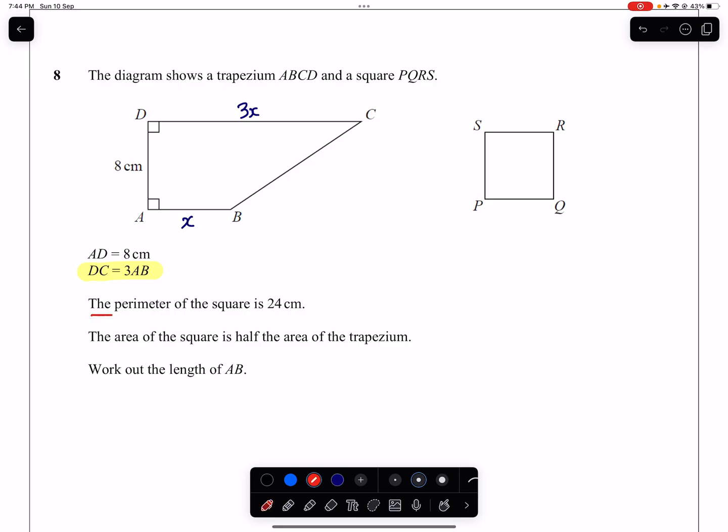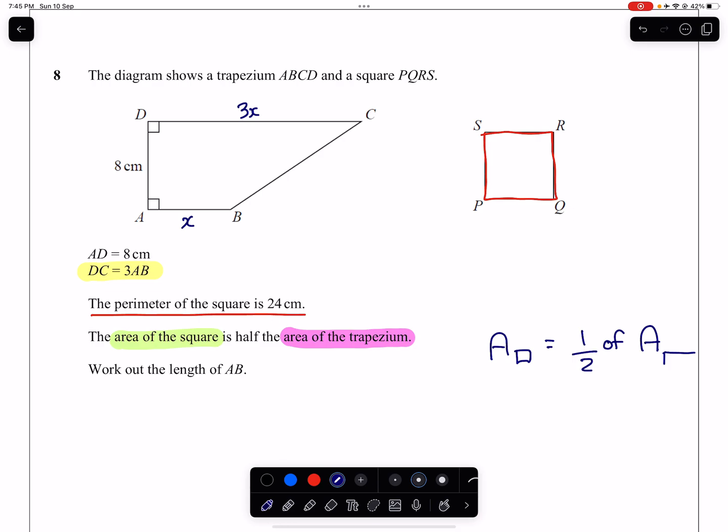Perimeter of the square is 24, so all of these lengths added together is 24. And we are told that the area of the square is half of the area of the trapezium. So whatever the area of the square is, it's going to be half of the area of the trapezium.